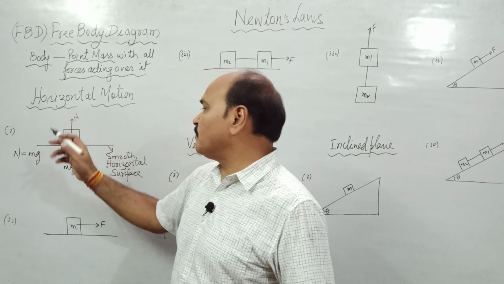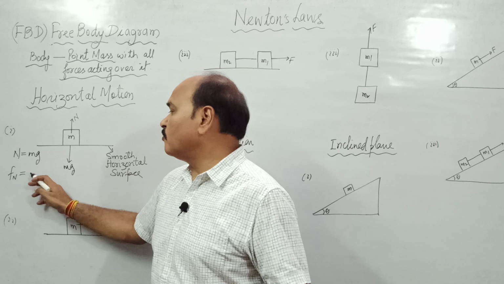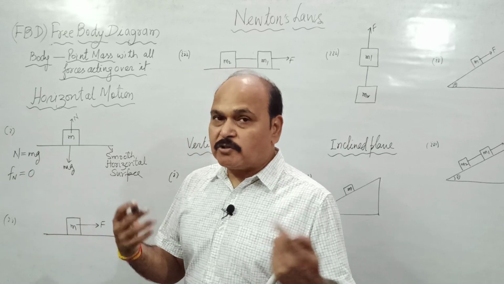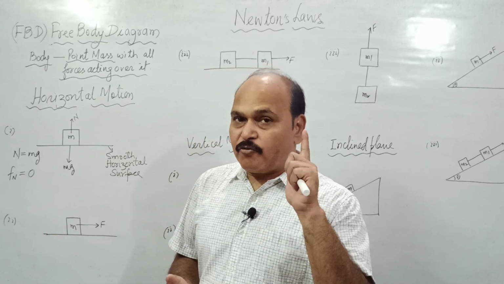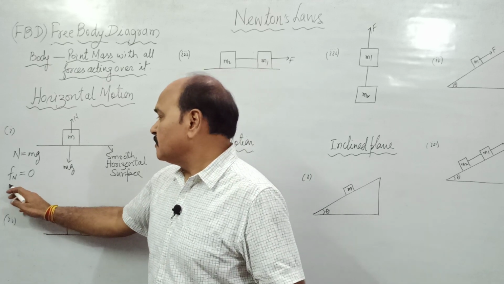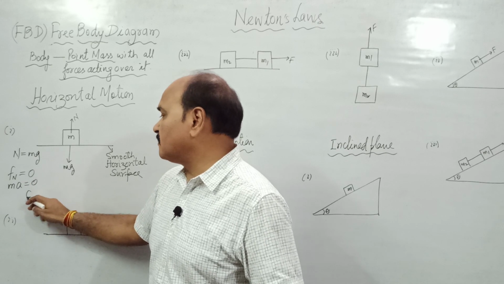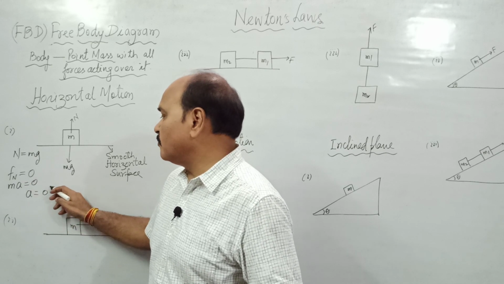So what is the net force over this body? Net force over this body is 0. And we know the consequence of Newton's second law: force is equal to mass into acceleration. Therefore, mass into acceleration is 0. That means the acceleration of the body is going to be 0.